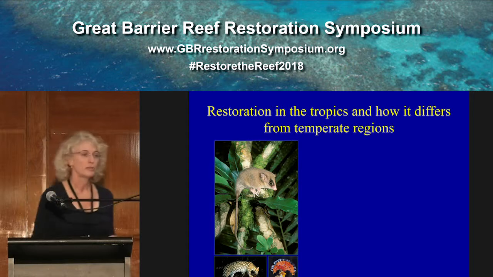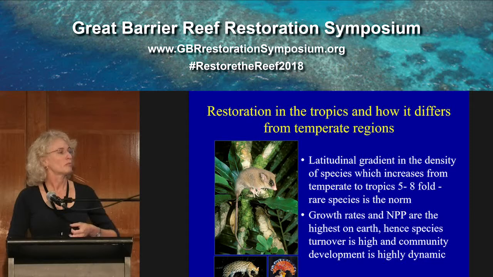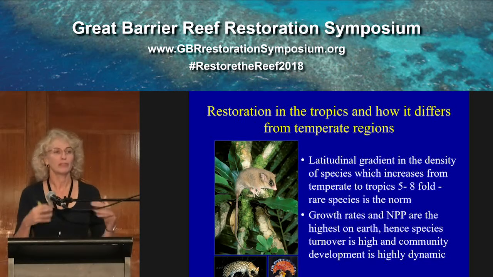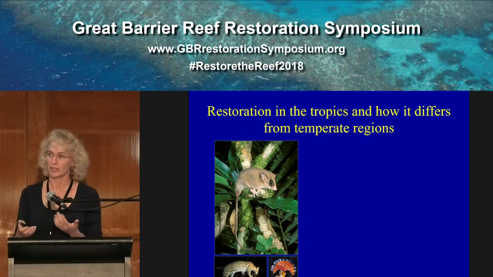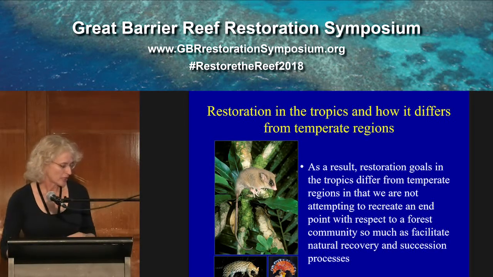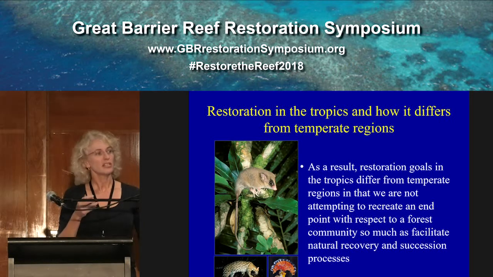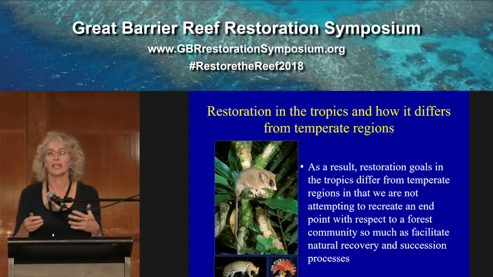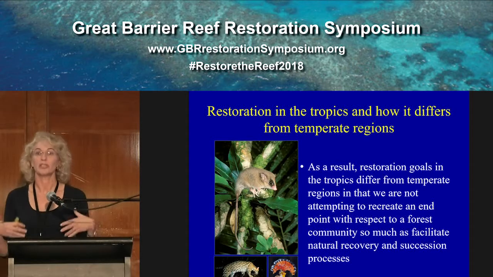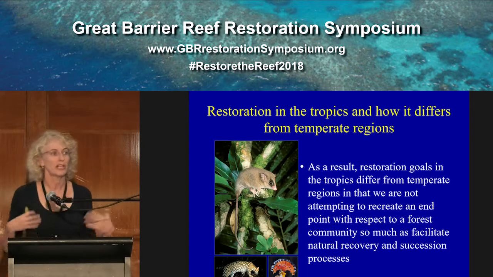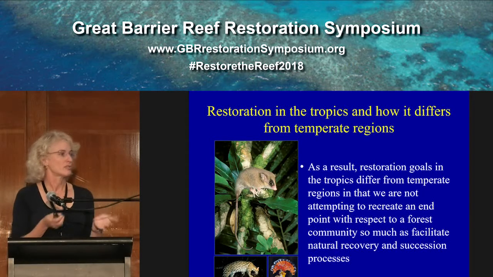We also have in the tropics, of course, the highest growth rates and highest net primary productivity, which means what we're planting is recovering much, much faster than what we see in temperate regions. As a result, our restoration goals are really different in tropical regions than temperate regions, because we're not trying to plant an end result habitat. We actually just need to facilitate the forest to recover, or facilitate the community to recover, because it's extremely dynamic. And as a result, we're really just interested in succession.